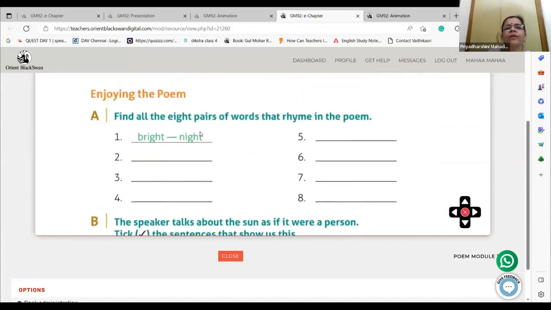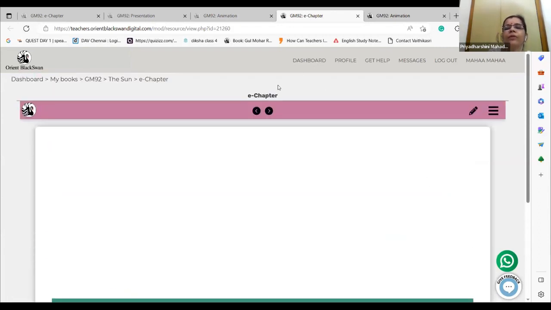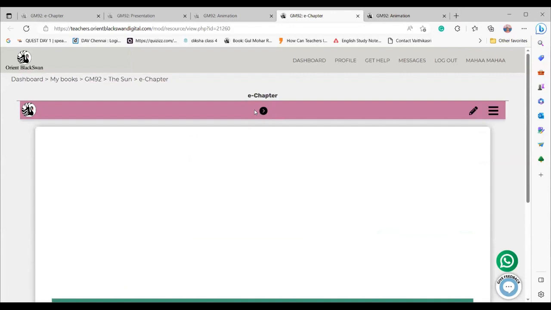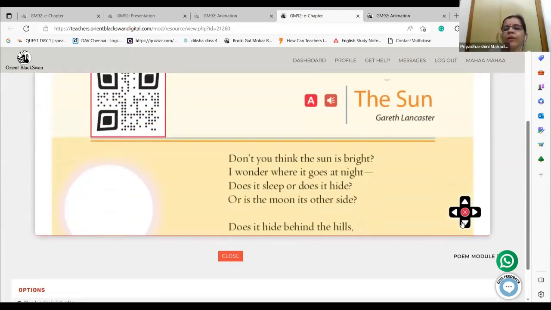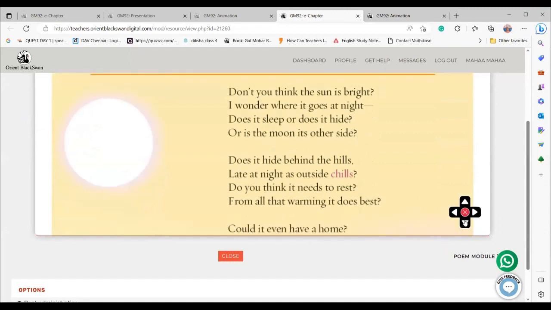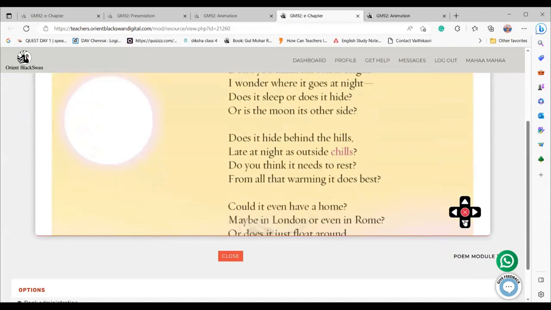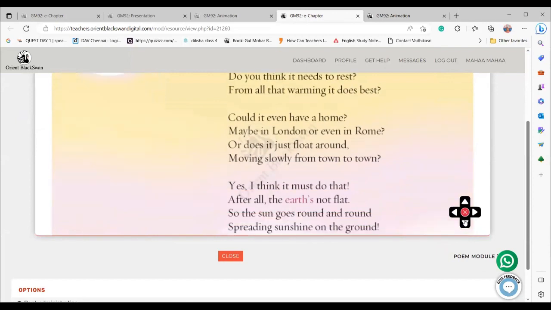Here it is given, find the 8 pairs of words that rhyme in the poem. So for class 2 children, we are teaching them rhyming words also. So can you identify the rhyming words in the poem? The first answer, what are the rhyming words? Night, bright. Side, hide. Chills. Rest, best. Home. Around, town.